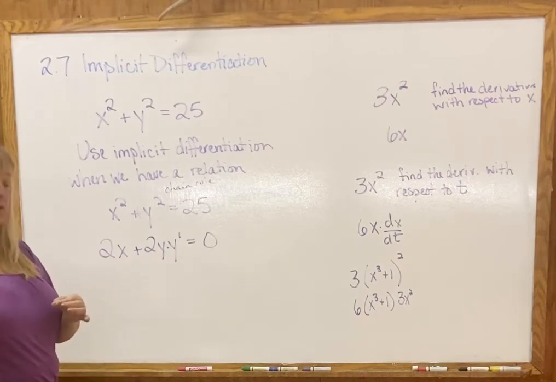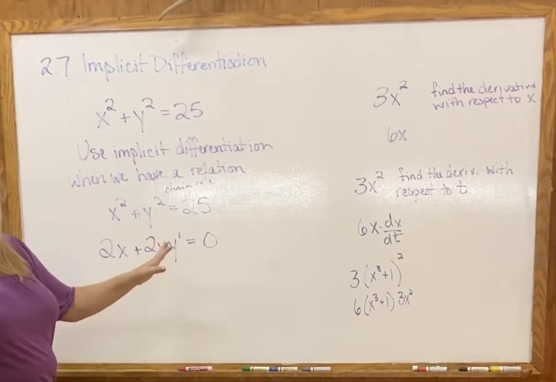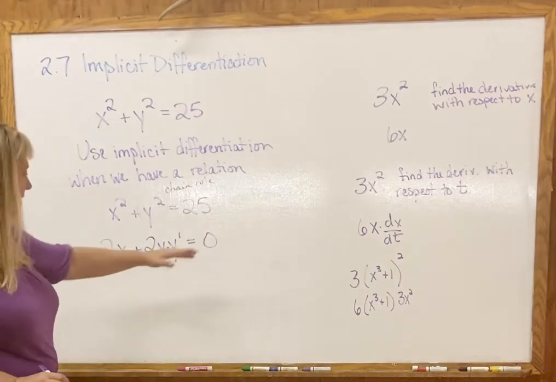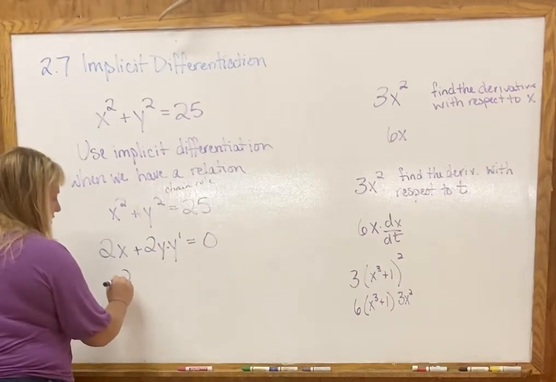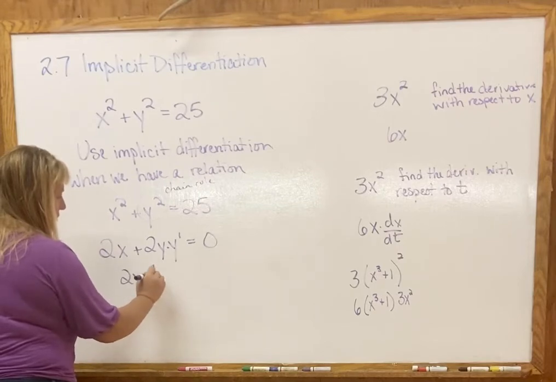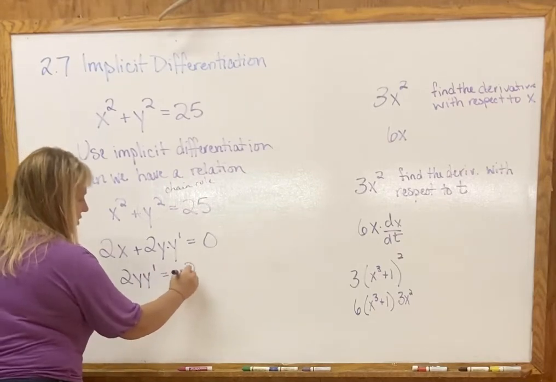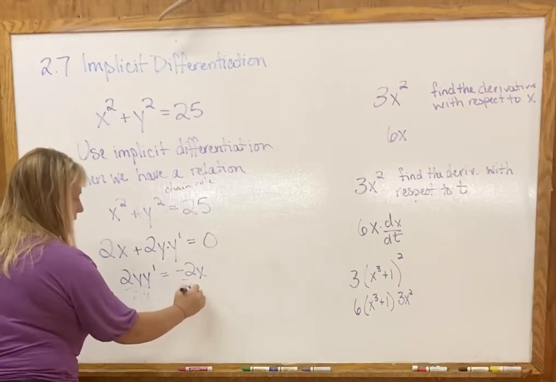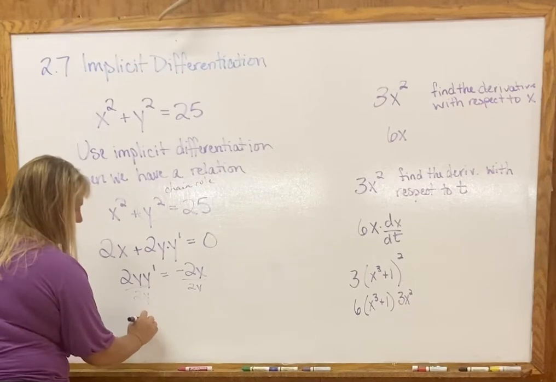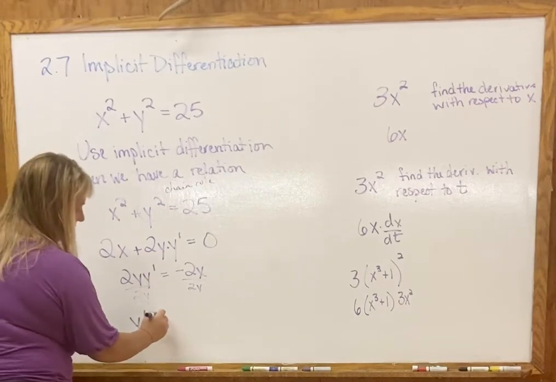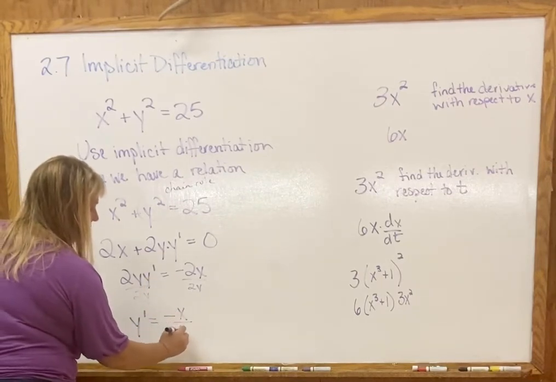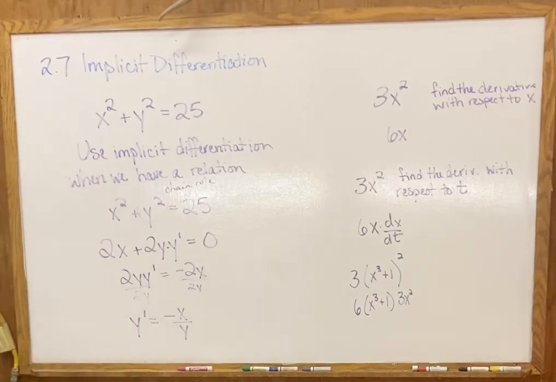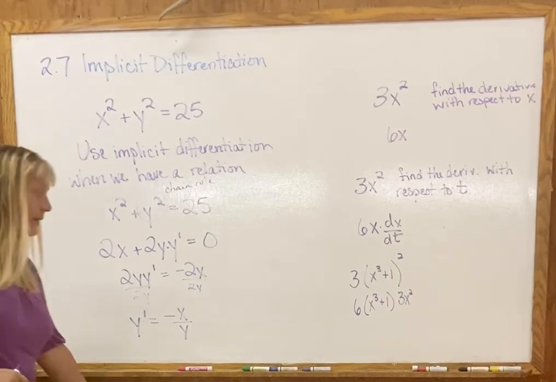Okay, so that is the implicit differentiation, but there's a problem because we want this to be y prime equals, so we gotta move some things around. So a little bit of algebra here. So we're gonna subtract the 2x, so we'll have 2y y prime equals negative 2x. And when we divide by the 2y, we end up with y prime equals, and now it looks like just negative x over y.